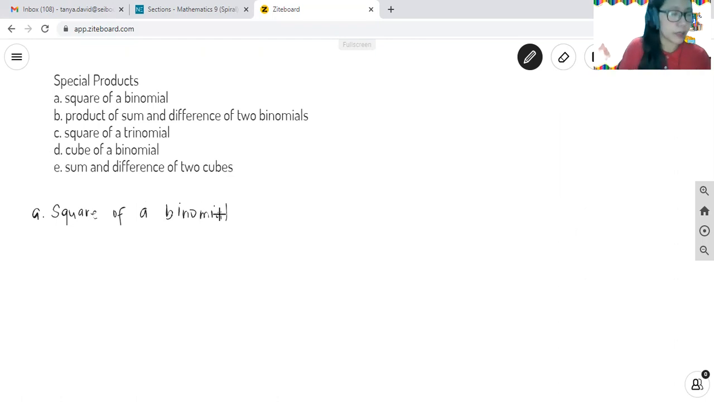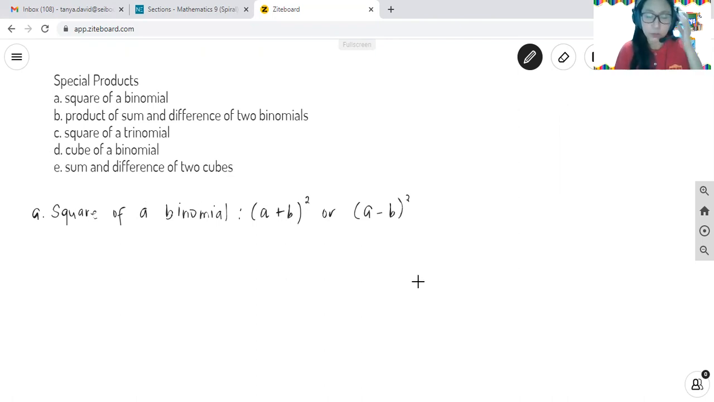So in a square of a binomial, this is the pattern that we would observe. A plus B raised to the second power, or A minus B raised to the second power. We know that if we have this kind of expression, it means that it's A plus B times A plus B. And if we do the FOIL method, which is the longer method, we will arrive at a certain answer. But since we are dealing with special products, the pattern for this kind of product is this one.